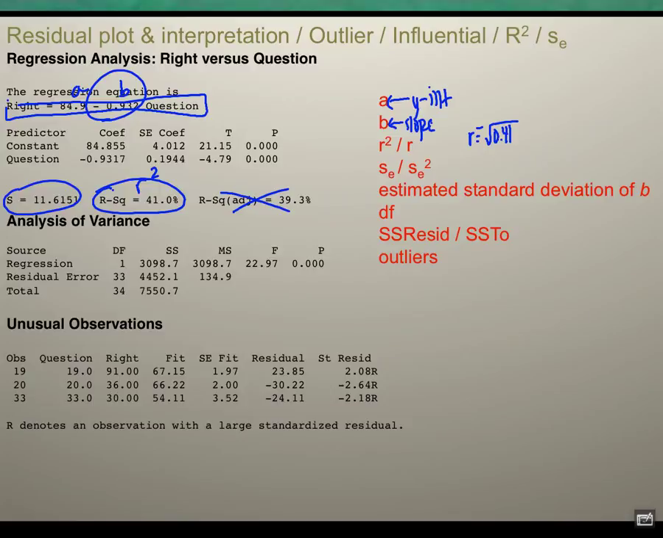Okay. Next one, estimated standard deviation of B. This one, I don't think you guys have learned before. But that's this right here, the standard error of the coefficient. We want the one that's next to slope. This is our slope. So this right here is the standard deviation of B. It's written like this, S sub B. So that's the standard deviation of B, or the standard deviation of the slope.